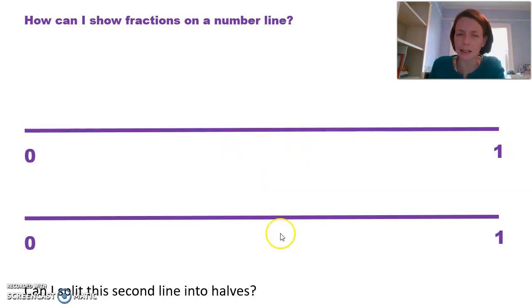Let's look at this line down here. Same line as the top. 0 on this end, 1 on this end. Now, can you split this second line into halves? We know that a half or halves are 2 equal pieces of one whole. And there, it's got the number 1 right there. It's a whole line, right? How could you split that in half?